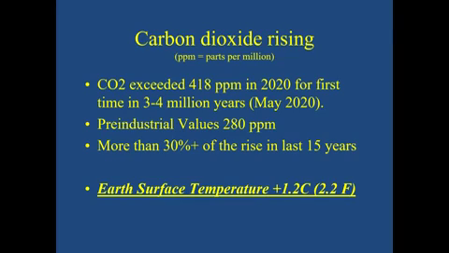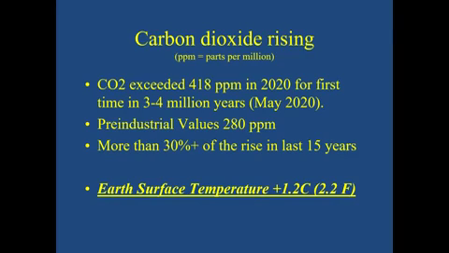These changes are occurring, both the average temperatures and the deviations from average, as well as the extremes. And that's because the amount of carbon dioxide and other greenhouse gases, expressed in parts per million, is increasing, and it's rising very rapidly. It exceeded 418 parts per million in 2020 for the first time in, and this is important, 3 to 4 million years. In other words, we haven't had this amount of carbon dioxide in the atmosphere for millions of years, essentially from before the start of the Ice Age, called the Pleistocene.